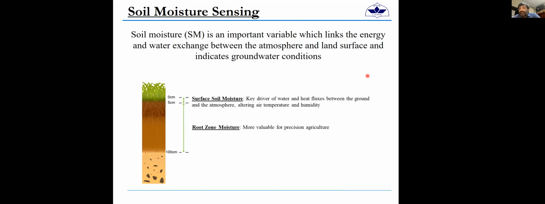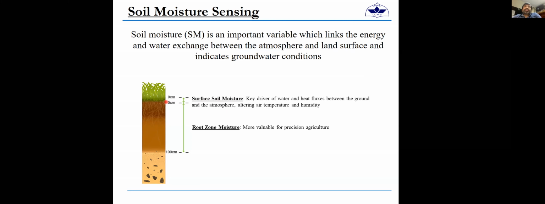Now, how about soil moisture sensing? Soil moisture sensing means we should know the water content of a given soil sample. When we talk about soil moisture sensing, there are two clear distinctions between these quantities. First, for example, here is this green plant. Starting from the land to the depth of 5 centimeters, we call it surface soil moisture, which we only observe if we are doing visual inspection of the soil.